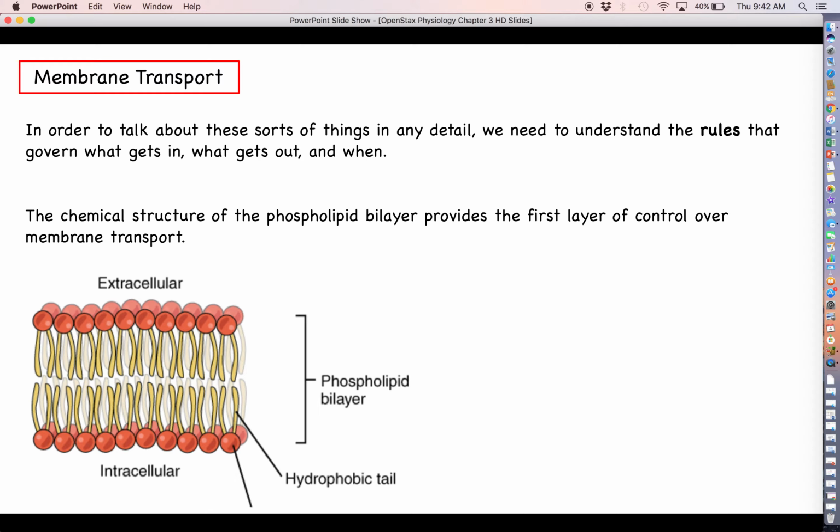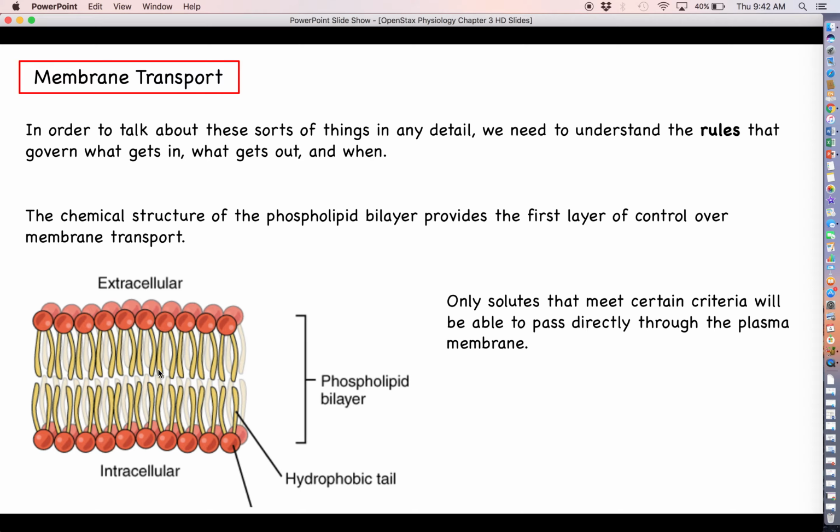And then the inner part of this, if you want to think of it as the inner part of the sandwich, the meat and cheese and lettuce and tomato of the sandwich, is a hydrophobic core. So we have hydrophilic on the outsides and hydrophobic on the insides. So as we said, only solutes that meet certain criteria will be able to pass directly through the plasma membrane. That's the other thing we want to make sure we are getting clear here.